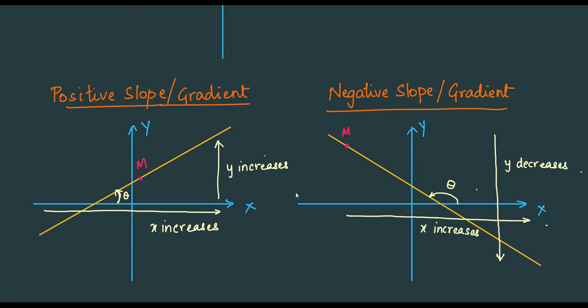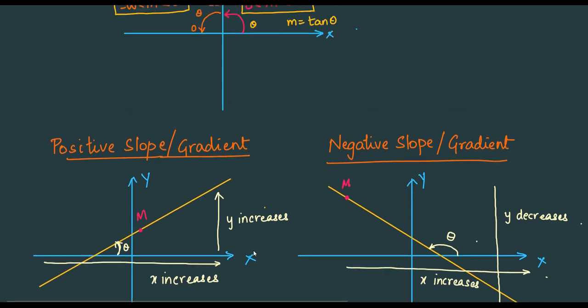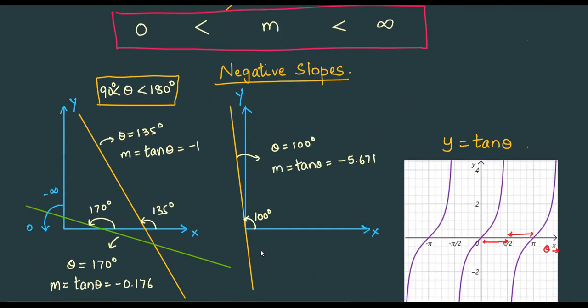This is negative gradient. Positive gradient, negative gradient. So positive slope, negative slope means this. When I'm moving from left to right, I'm going downwards. So that is the negative slope. When I'm moving from left to right, I'm going upwards. That is the positive slope. So going uphill is positive gradient. Going downhill is negative gradient. So that's the way to understand gradients or slopes.